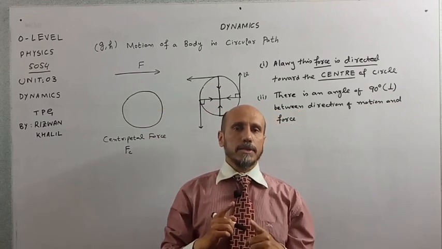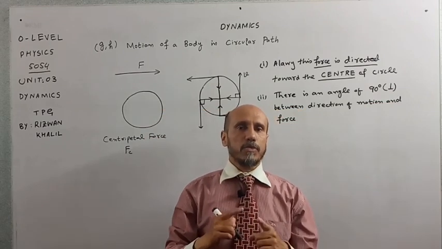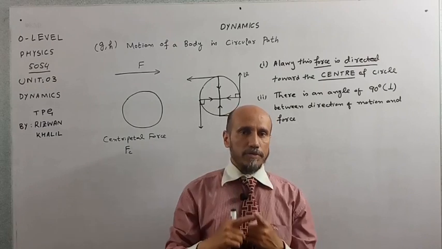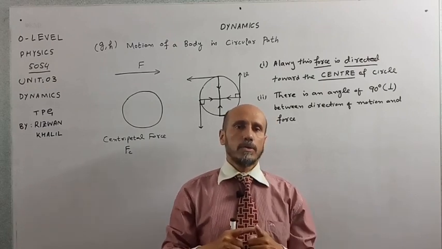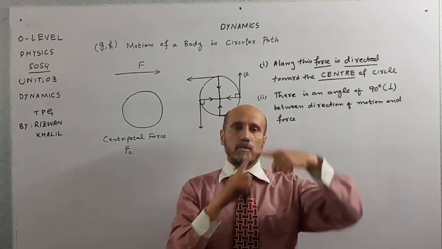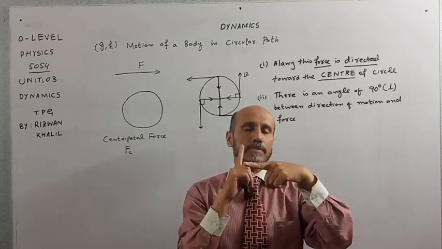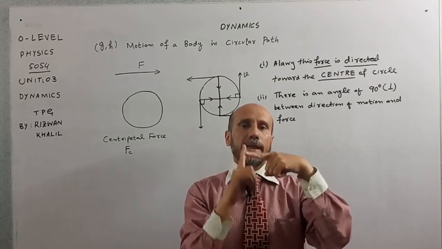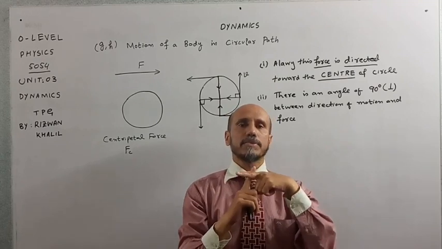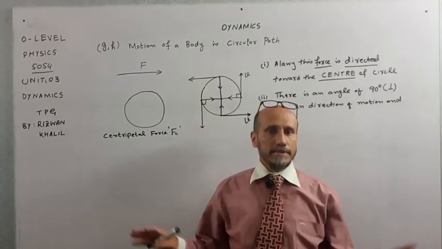That in circular motion, the force is always acting towards the center of the circle. And number two, there is an angle of 90 degrees between the motion of the body and the force which is acting towards the center of the circle. So are these two points clear to you?